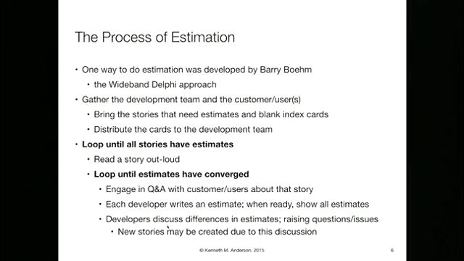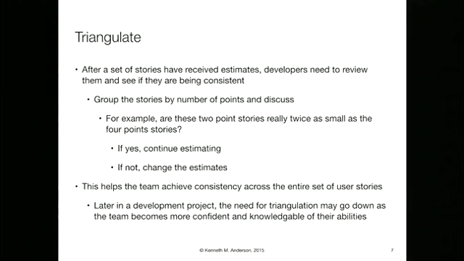And once that's done, you're able to then start doing planning, both large-scale planning for releases and detailed planning for iterations. One of the things you have to do in this process is triangulate. After a set of stories have received estimates, so you've finished the process and everyone's got an estimate, you should stop before you leave and put them all out and have everyone review.